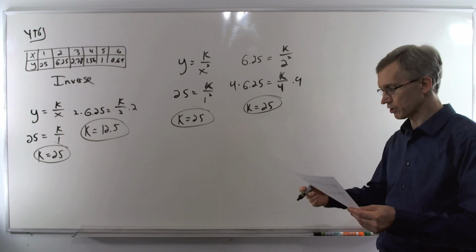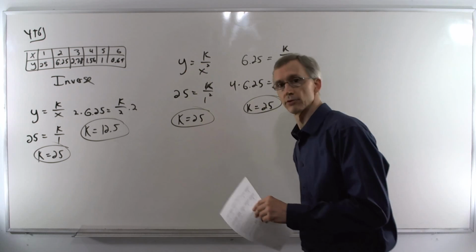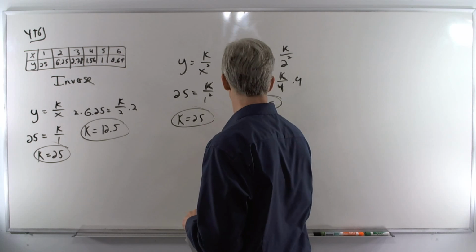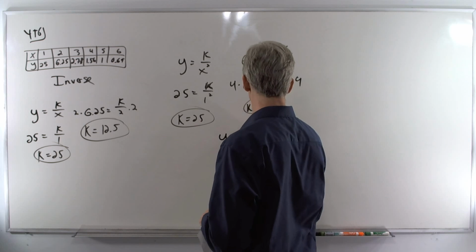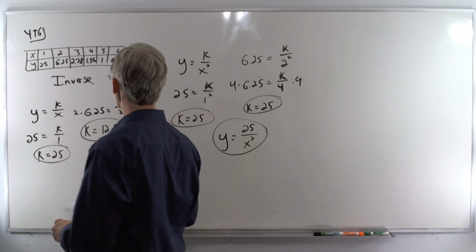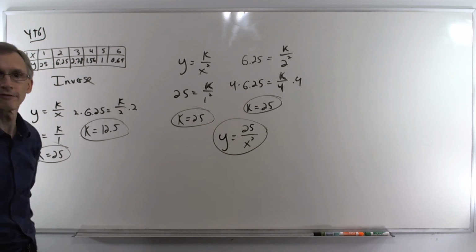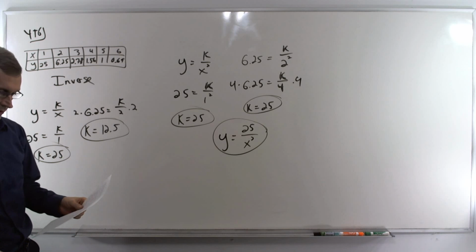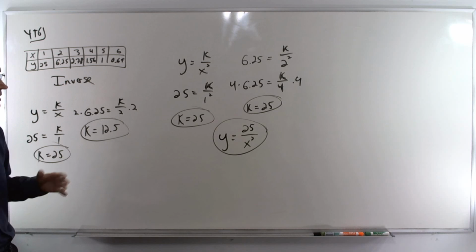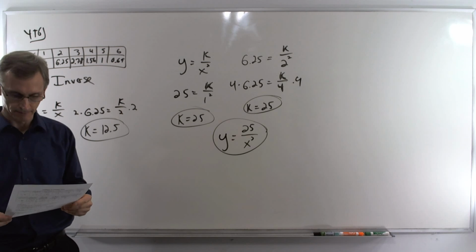And just to confirm, you could try another one. If we did the last one, 0.696, we get 25 there as well. So that is our model. So y equals 25 for k, and x squared on the bottom. That means if we plug in any of these for x, we're going to get all these values out for y. So that's how you can find a mathematical model for a data set. That's one of the techniques, and this is something used by actual scientists.